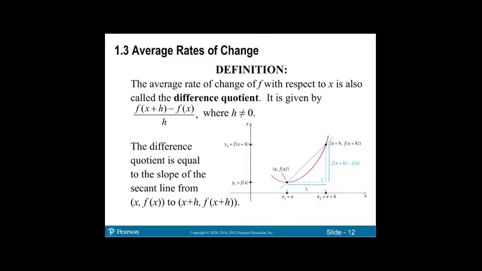This is just another expression that we use. It's still talking about slope between 2 points, right? The difference quotient is equal to the slope of the secant line from the first point to some second point where we have a change in x, right? H is just a change in x, okay? All right. It's just another articulation of the same thing.